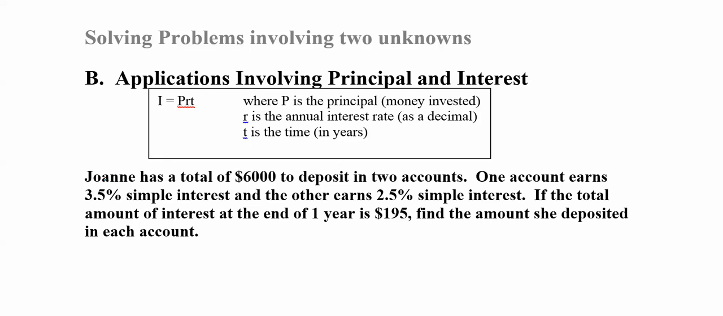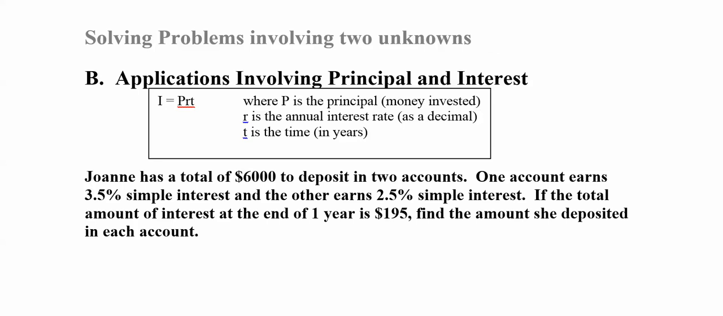In our example, Joanne has a total of $6,000 to deposit in 2 accounts. One account earns 3.5% simple interest. So we're told that the total amount of interest at the end of 1 year is $195. We want to find the amount that she deposited into each account.